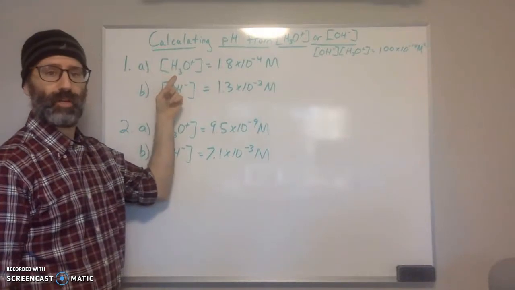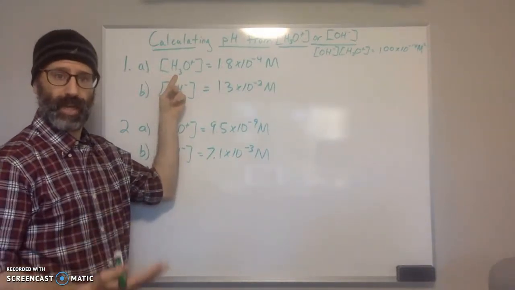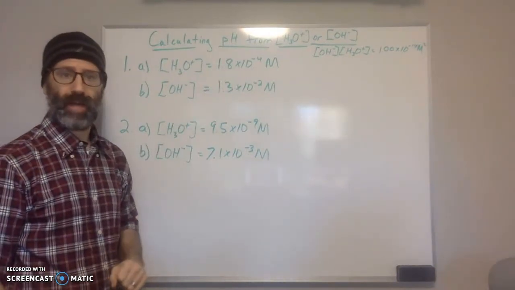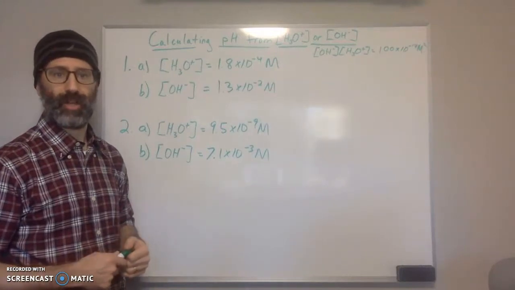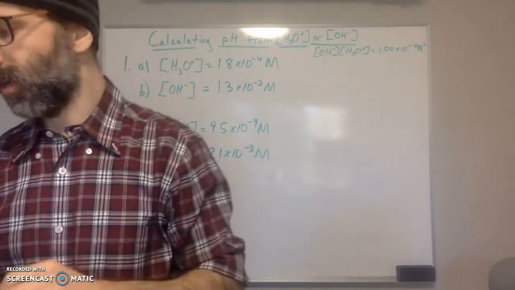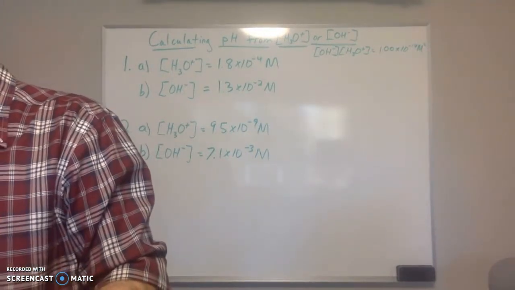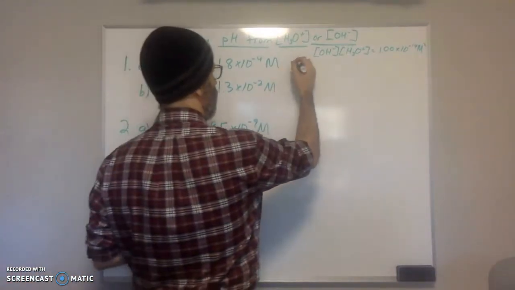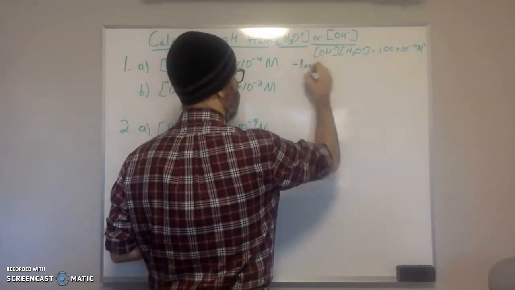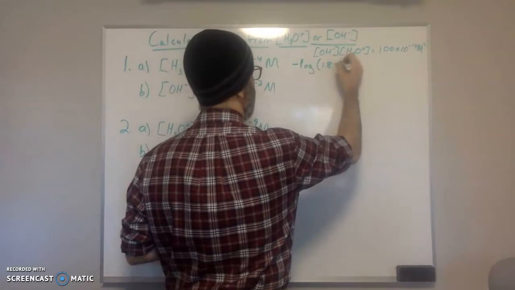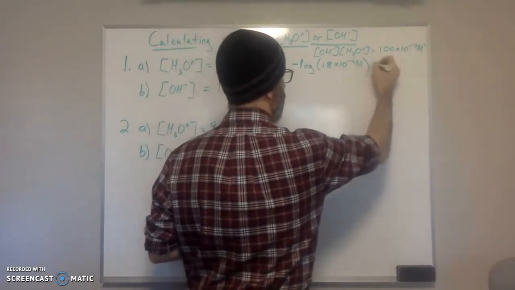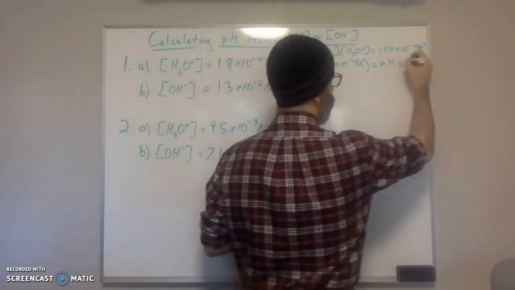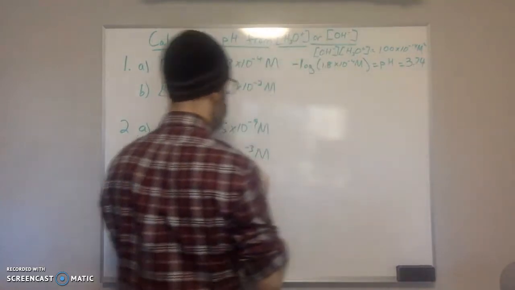So first, in A, they're giving us the hydronium ion concentration, H plus. That's what pH is referring to, the concentration of H plus or hydronium ion concentration. So all we need to do is take the negative log of that concentration to get the pH. So we use our calculator and take the negative log of this 1.8 times 10 to the negative 4 molar, and that's going to be equal to the pH, which gives us 3.74. So 3.74 is the pH.